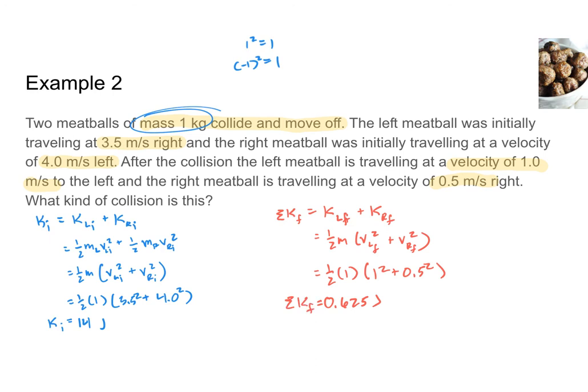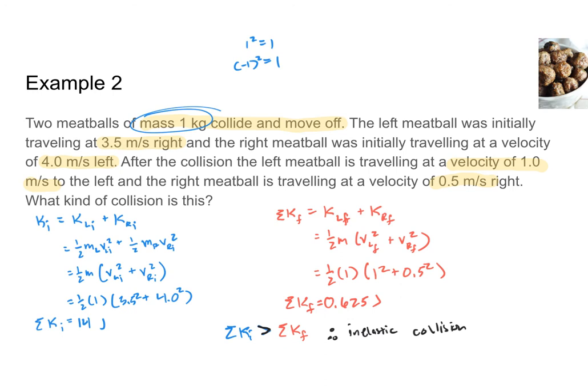Thus, my initial kinetic energy is greater than my final kinetic energy. Therefore, and I use that three-dot symbol, those 3 dots in a triangle shape, to represent the word therefore. Therefore, it is an inelastic collision. So again, if you're trying to figure out what kind of collision you have, checking your initial and final kinetic energies is one way to do that.